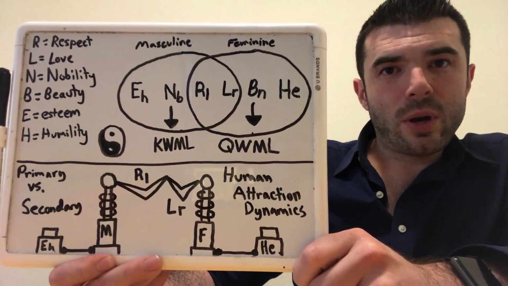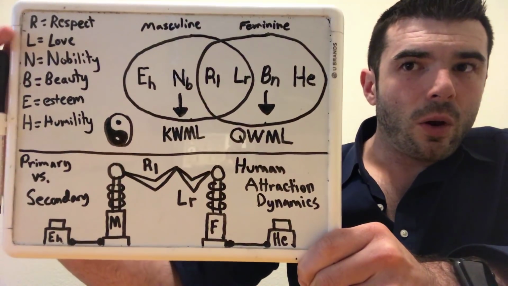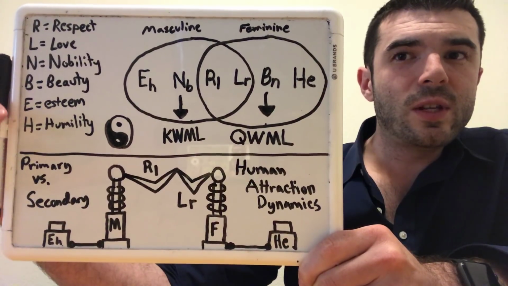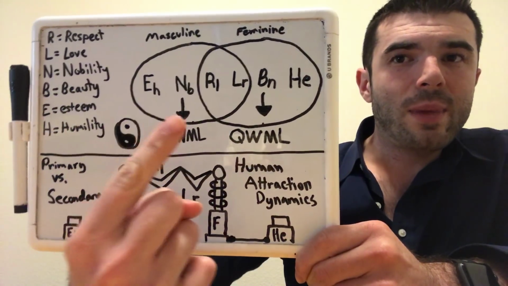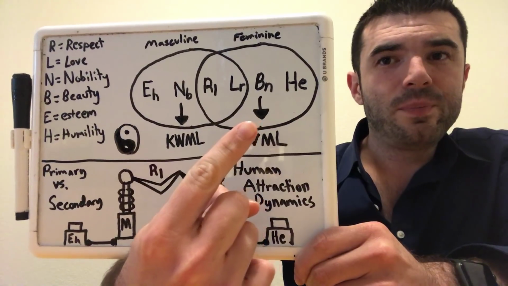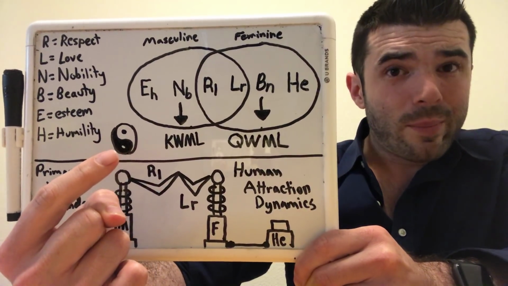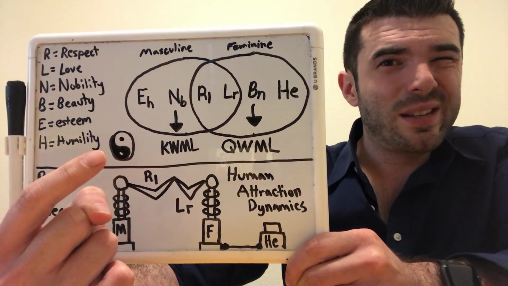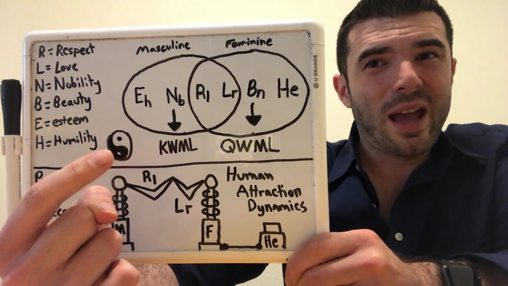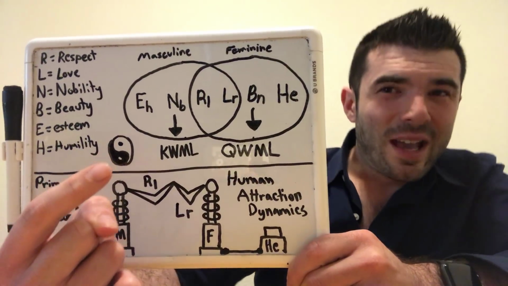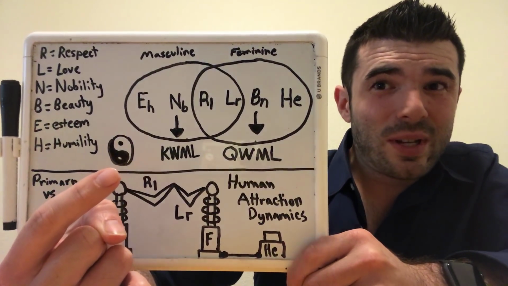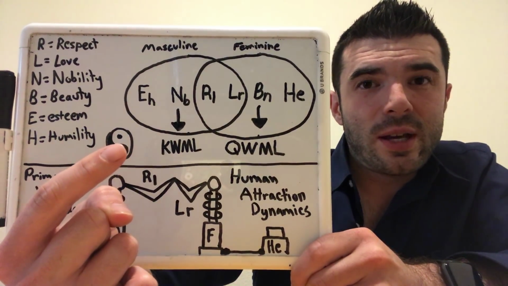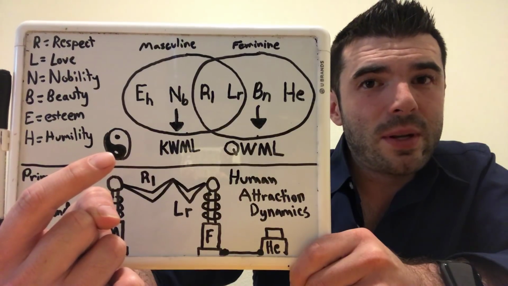Let's work through the model a little bit. We know that R is respect, L is love, N is nobility, B is beauty, E is esteem, H is humility. We have the masculine side and we have the feminine side. Notice I just put some random backwards yin and yang, and yes, it is backwards, I know, I apologize, but not really, because I'm just doing what I want. Backwards yin and yang: typically the white part represents the masculine, the black part represents the feminine.